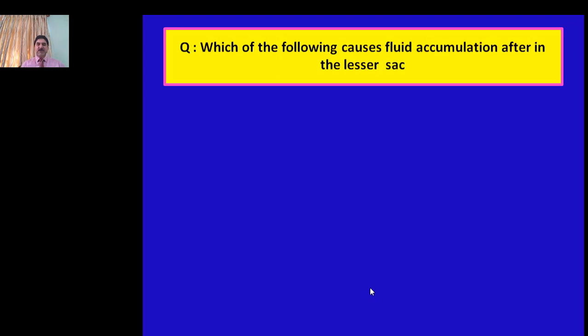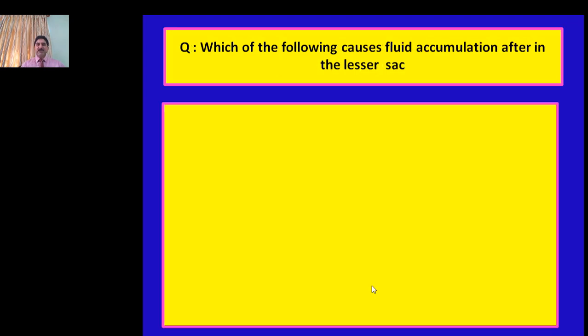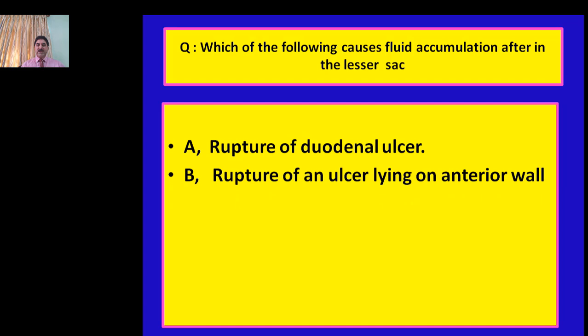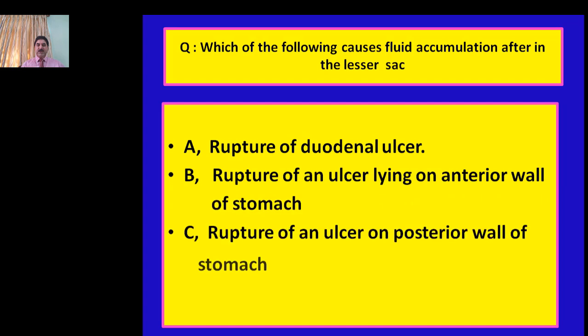Which of the following causes fluid accumulation after rupture in lesser sac? Rupture of a duodenal ulcer, rupture of an ulcer lying on the anterior wall of stomach, rupture of an ulcer on the posterior wall of the stomach, duodenal ulcer. The correct answer is rupture of an ulcer on the posterior wall of stomach, because posterior wall of the stomach forms the anterior boundary of omental bursa or lesser sac.